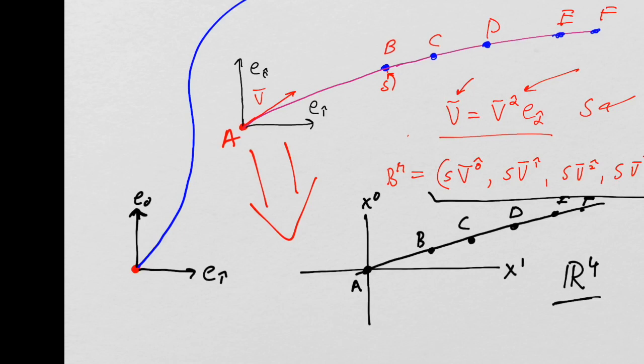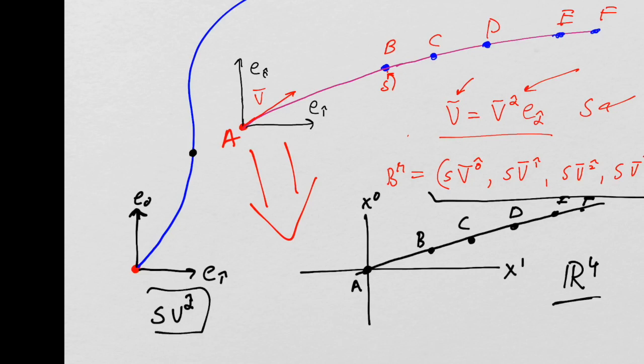This freely falling object, or any freely falling object that's moving along this geodesic in this reference frame, its path in the coordinate system is always going to look like S V alpha hat, right?